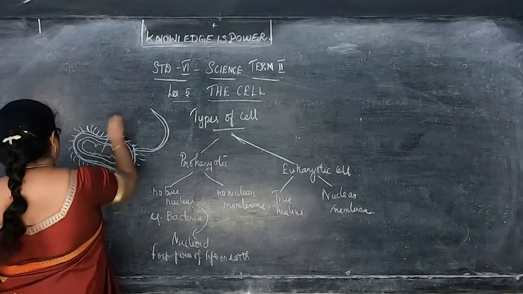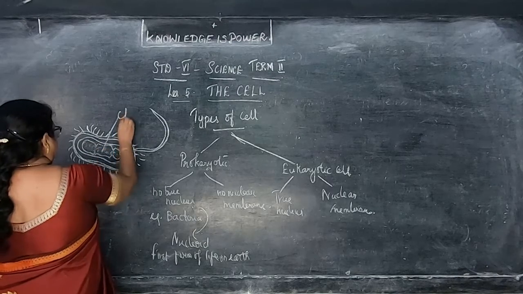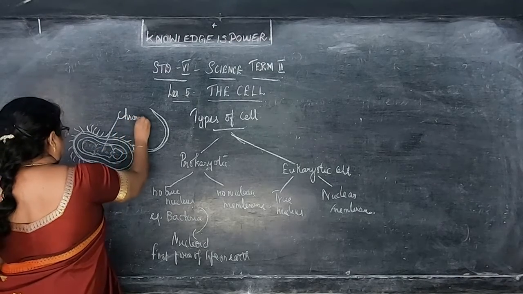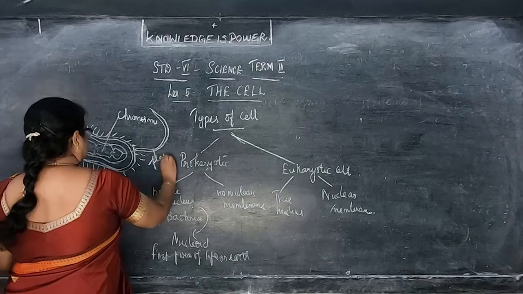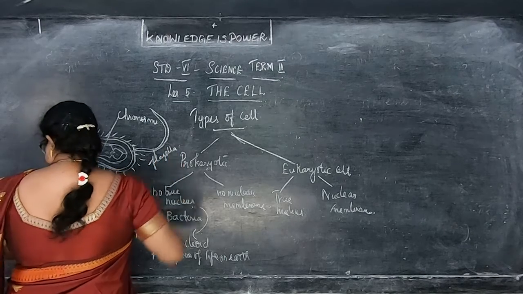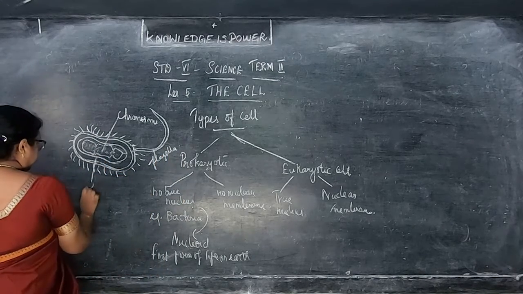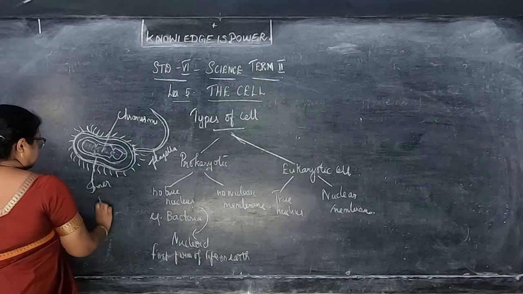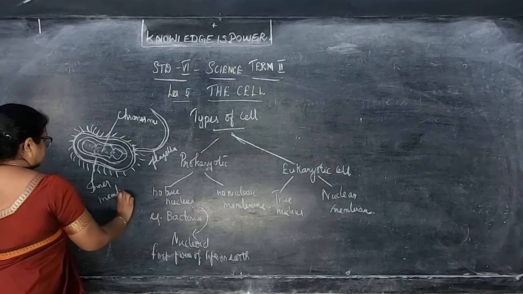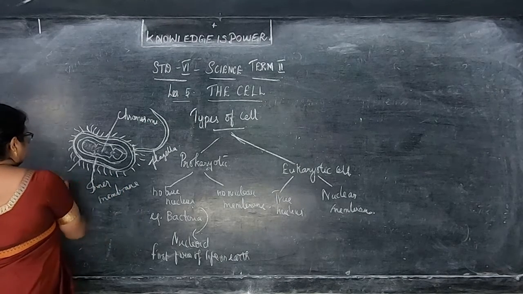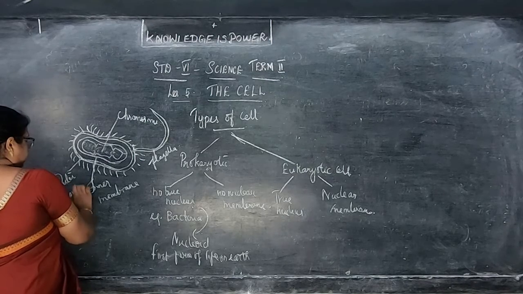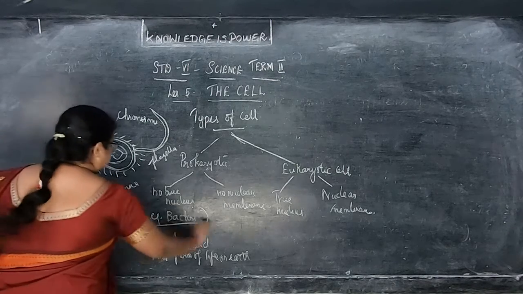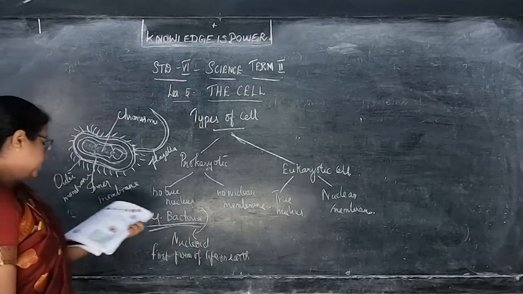This is a chromosome. It's a flagella. Then inner membrane. And this is an outer membrane. So, example, bacteria. Okay, children, did you understand this?